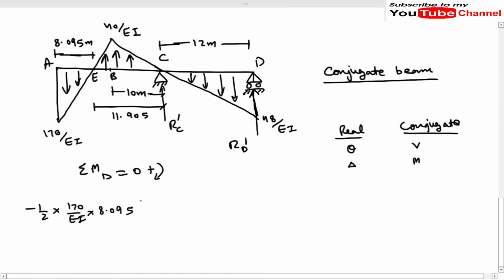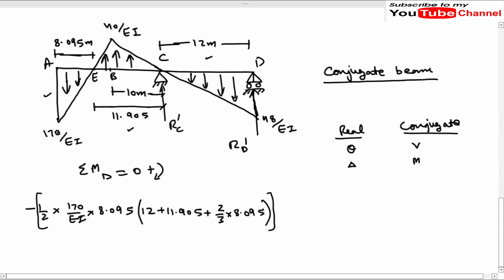Okay, and the distance of the CG of this triangular loading from the point D. So this is 12 meters, so 12 plus this length, which is 11.905, plus. Okay, so the CG of this triangular loading will be somewhere here. So it will be 2 by 3 times 8.095 meters. Okay, so this is the bending moment due to this triangle.